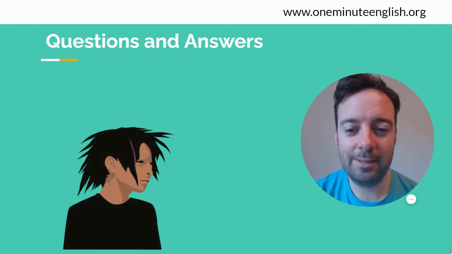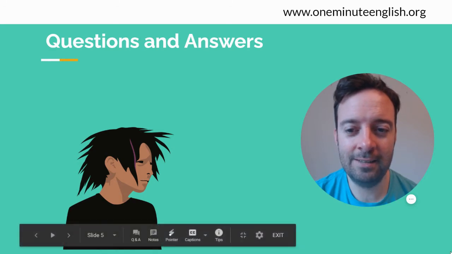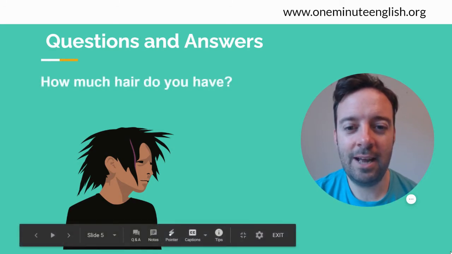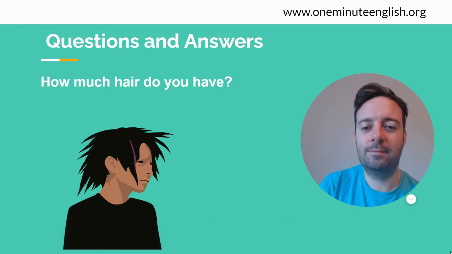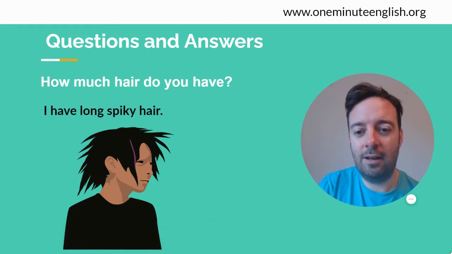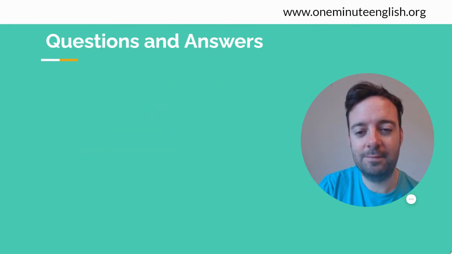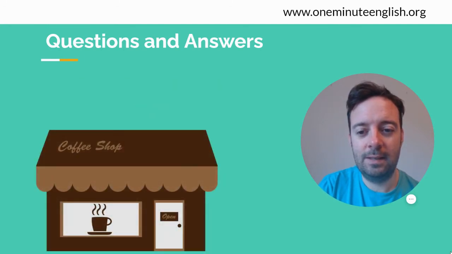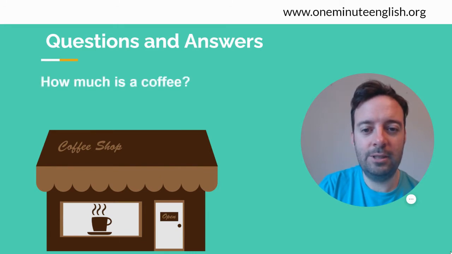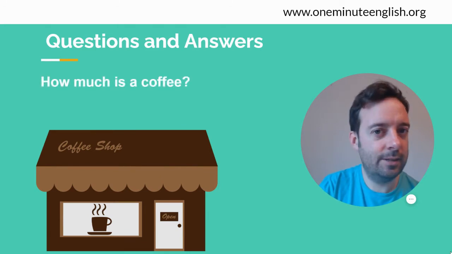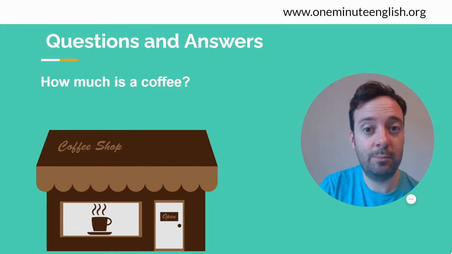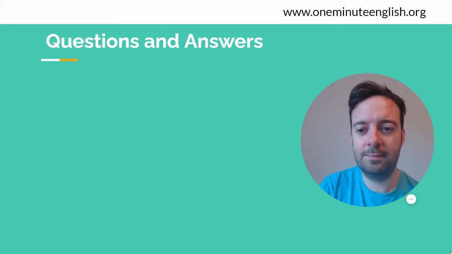we're going to talk about this person's hair. Okay, how much hair do you have? I have long, spiky hair. Okay, or I have a lot of hair. Okay, here's a coffee. How much is a coffee? Okay, so in this case, we are talking about the price, right? How much is a coffee? It is $3. Okay, that's the answer.